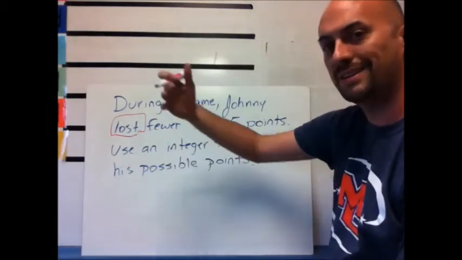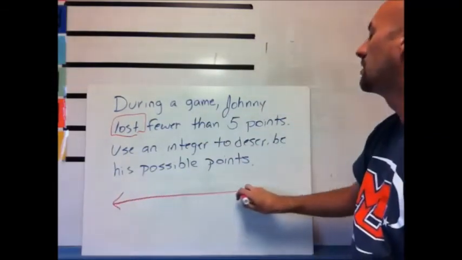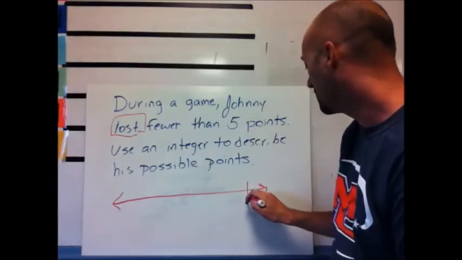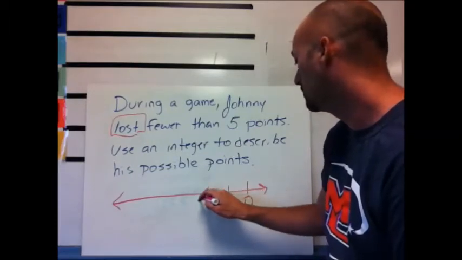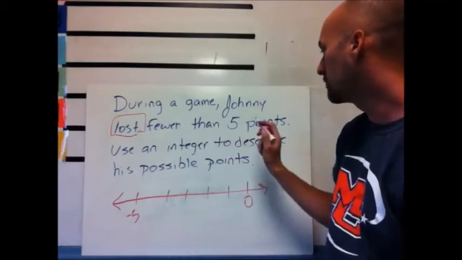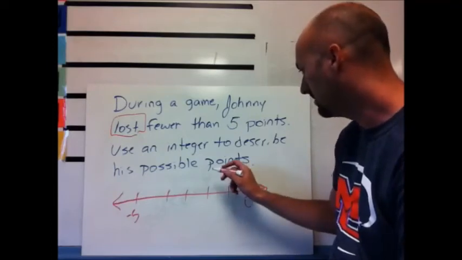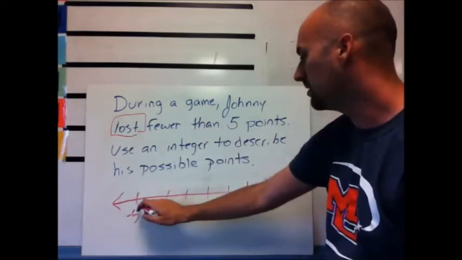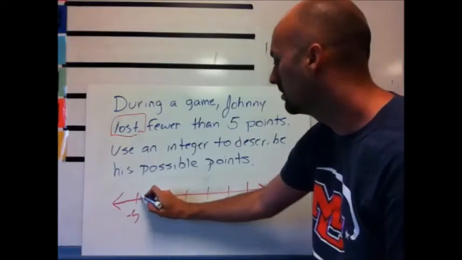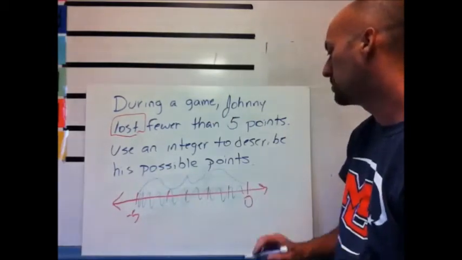Lost tells me that I'm in negative. I'm talking negative integers here. So guess what I'm going to do? Yep, that's right. Draw a number line. I'm going to visualize what's going on here. He lost this, so I'm going to put this at, there's 1, 2, 3, 4, -5, okay? He lost fewer than 5 points. So we know it's a loss, so he's somewhere less than 0, but he has to be greater than -5. So he is somewhere in this piece here, somewhere between there.